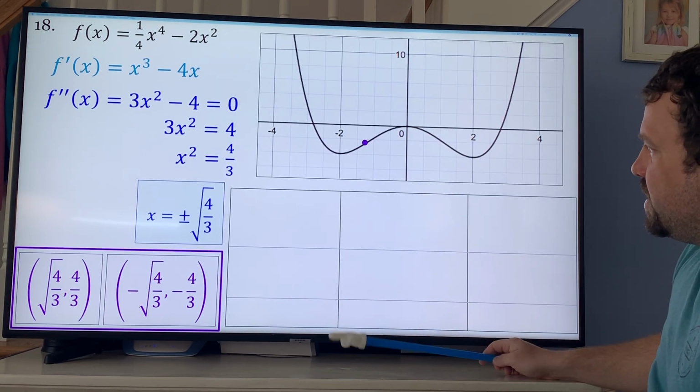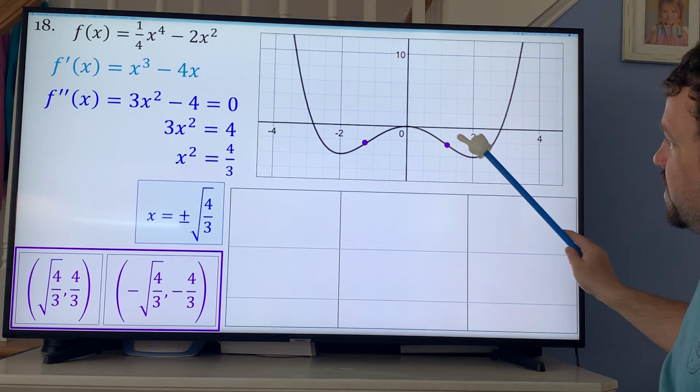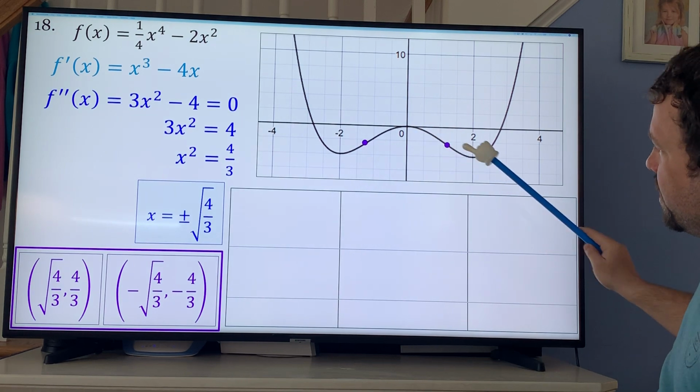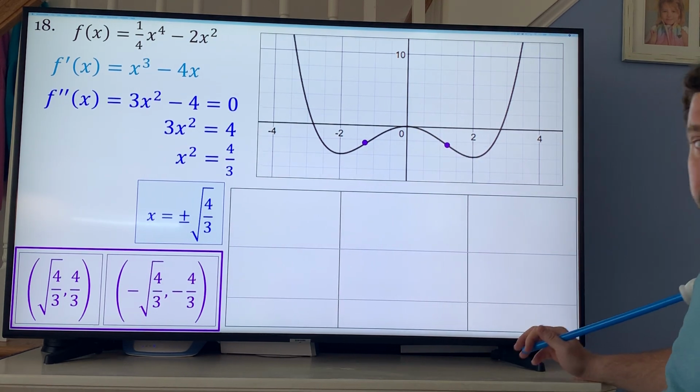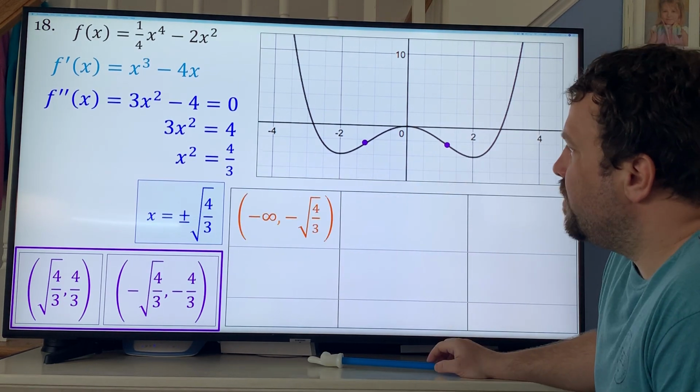This is what the graph looks like. Here are my 2 inflection points. Notice they're not here where you may think they are. These are your critical points, that's where you go from increasing to decreasing. This is where the concavity changes. Well, watch how this works.